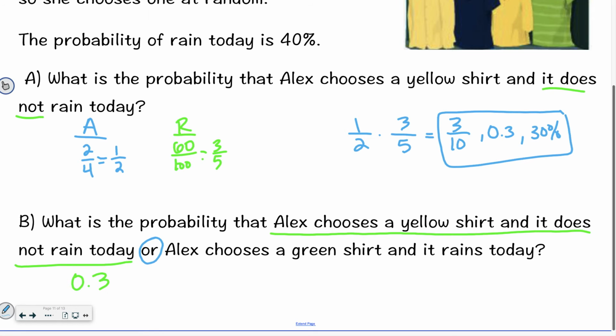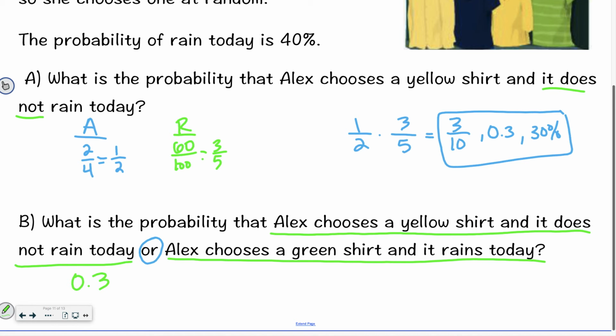So these are two mutually exclusive events, and if the shirt one is too tough for you to comprehend, it cannot both rain and not rain, okay? It can go on and off within the hour or the minutes, but overall, we're going to assume it's an all or nothing thing, okay? So our second thing that we have to find the probability of is Alex chooses a green shirt and it rains today. Let's find the probability of that quickly.